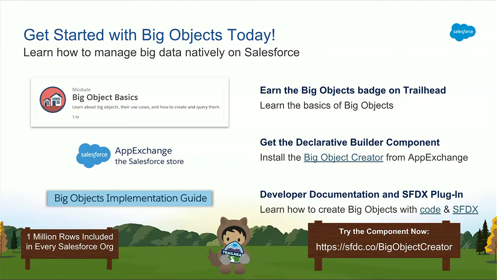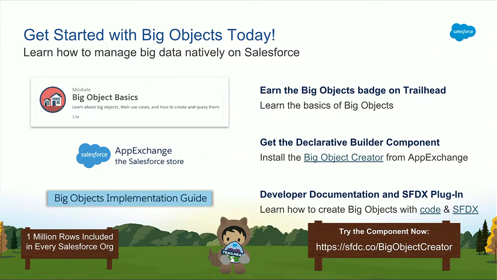We have a product within Big Objects that you might already be somewhat familiar with. If you haven't, go and earn the Trailhead badge. We have a great Trailhead on Big Objects, as well as here at Salesforce Dreamforce. This year we are launching the Big Object Creator. This is a new component in AppExchange that allows you to create big objects with the UI, and then provides a custom Lightning list view component to view data on that. We'll be showing a little bit of that in the demo, as well as our big object implementation guide and some code and SFDX examples. Please take a picture of the link if you're interested in checking out the component.